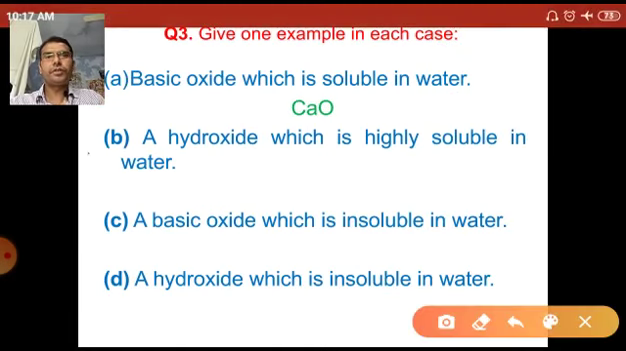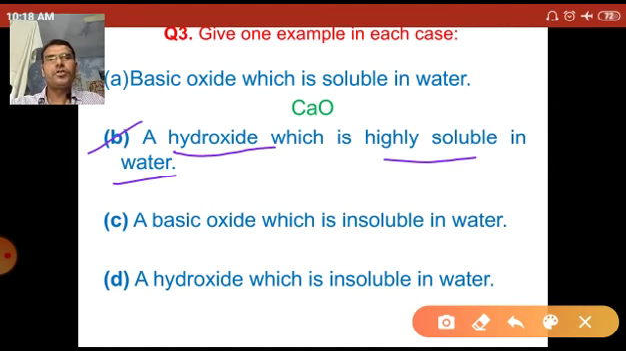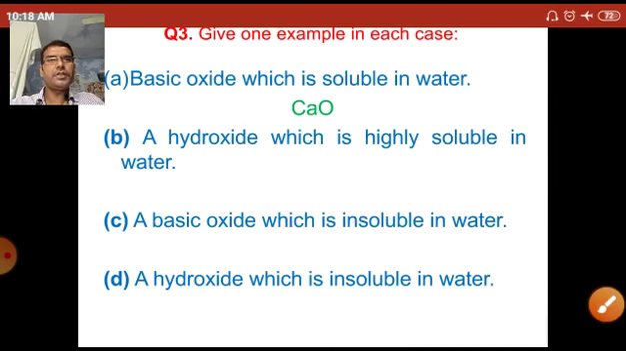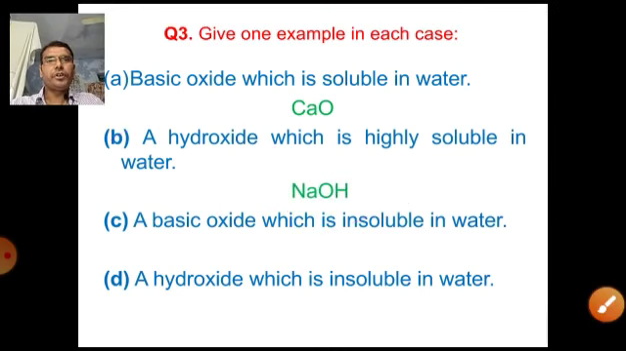Now question B. The hydroxide which is highly soluble in water. Generally they indicate which basic hydroxide is highly soluble in water. So generally sodium hydroxide, NaOH, is highly soluble in water. So NaOH is a hydroxide which is highly soluble in water. So the answer here is NaOH.